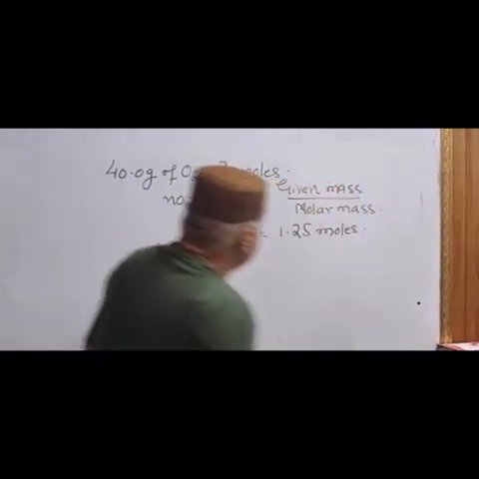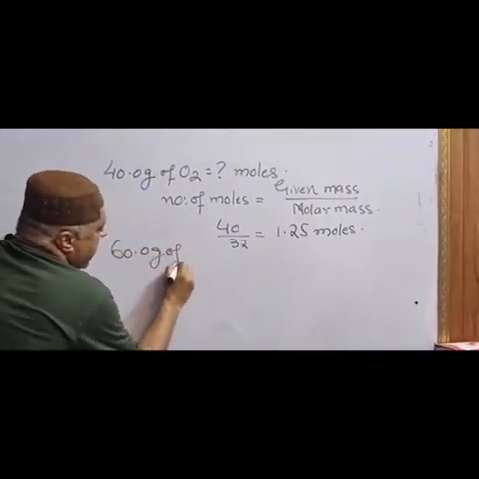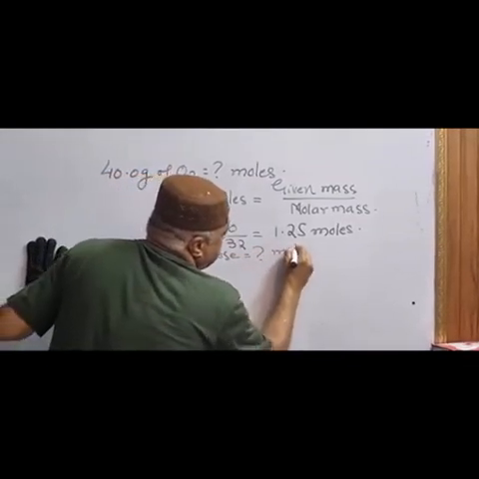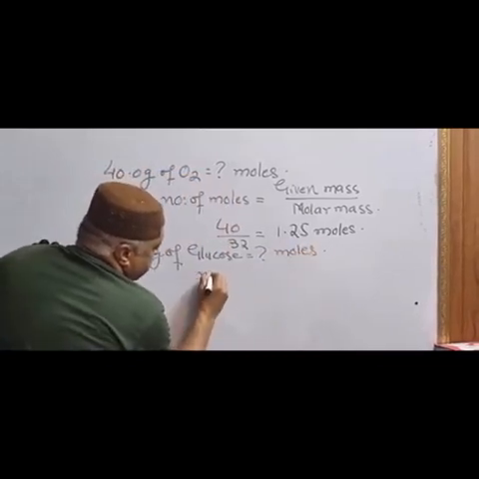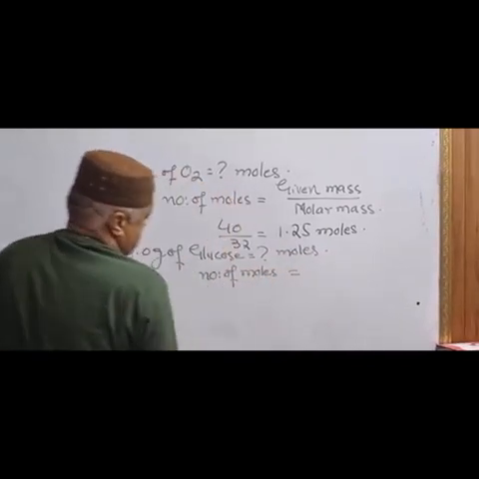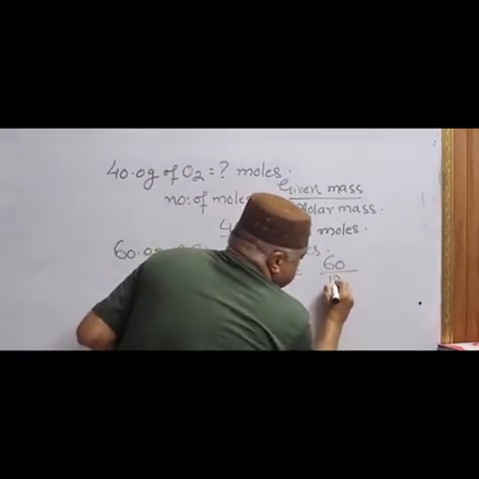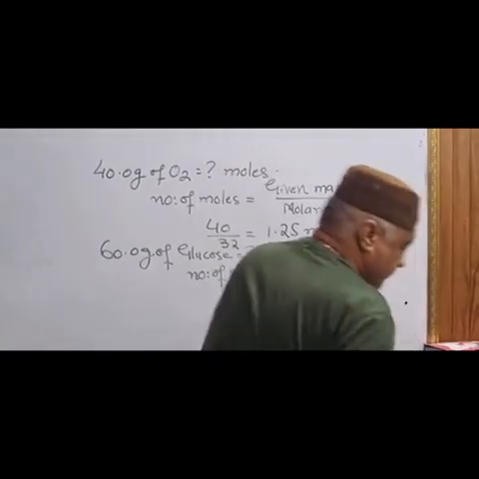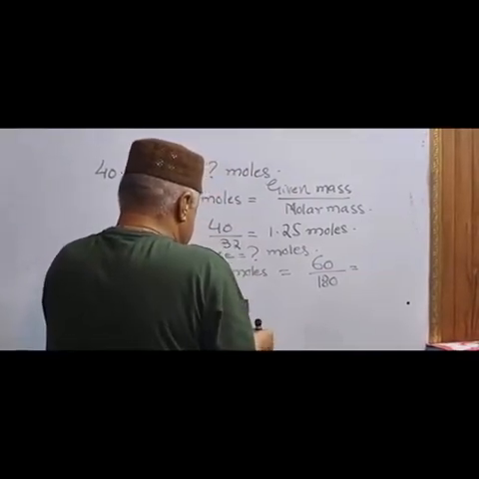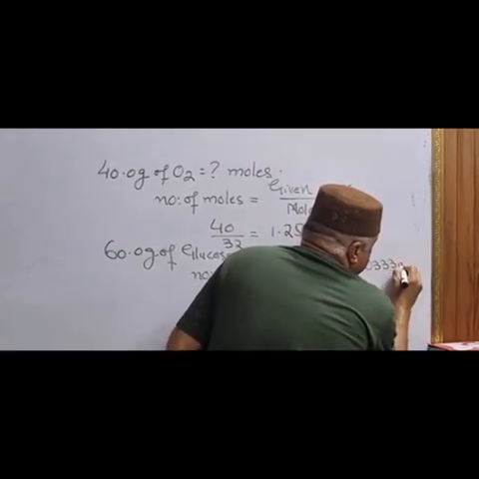In the very same way, if I write here 60 gram of glucose is equal to how many moles? So number of moles is equal to given mass, which is 60, upon molecular mass, which is 180, is equal to 60 upon 180, which is 0.33 moles.